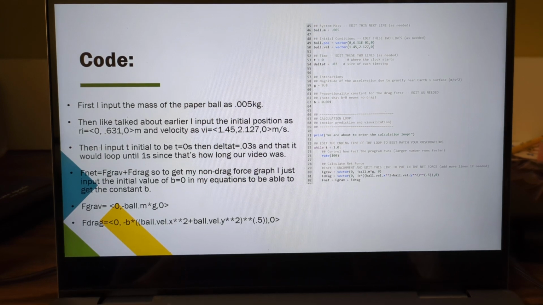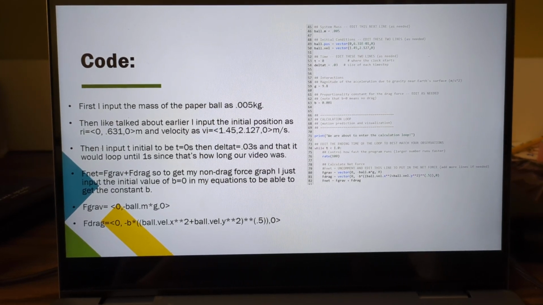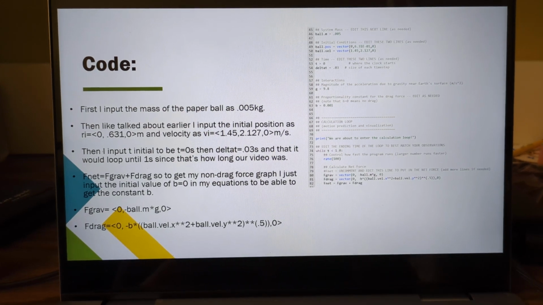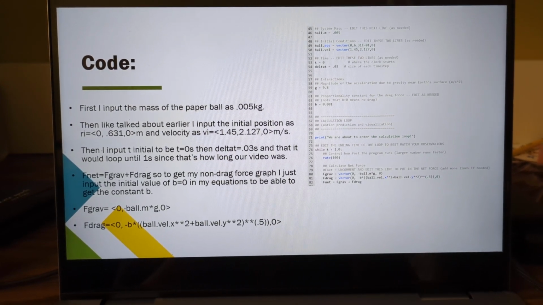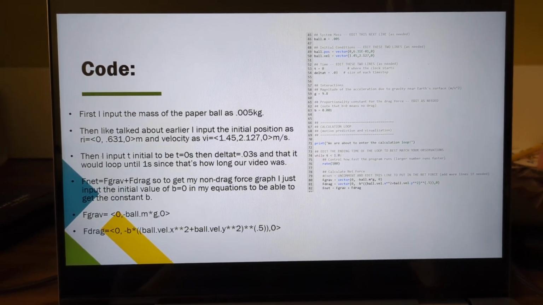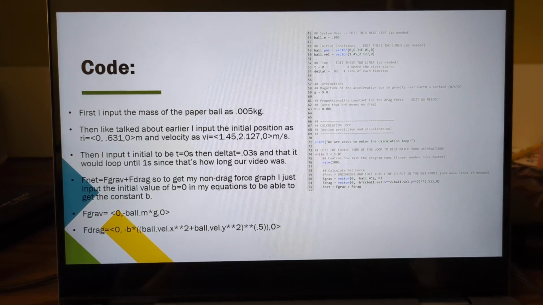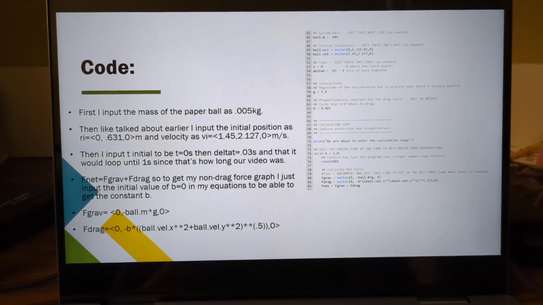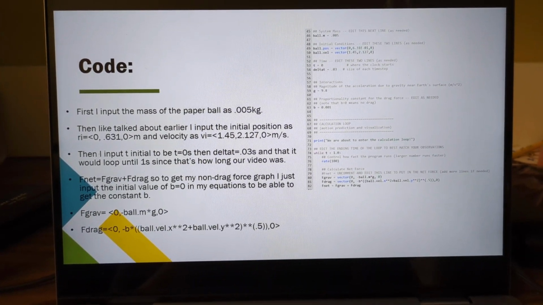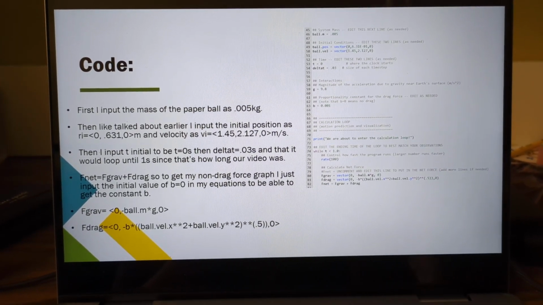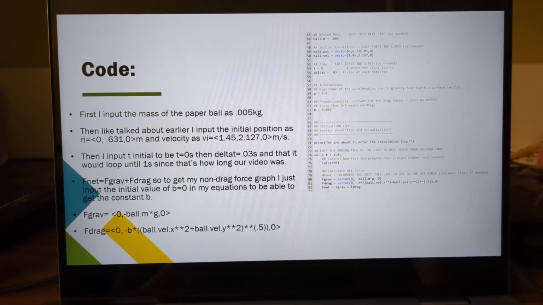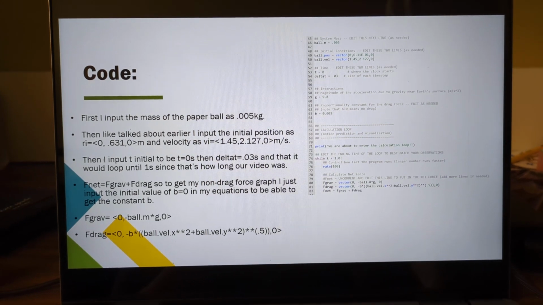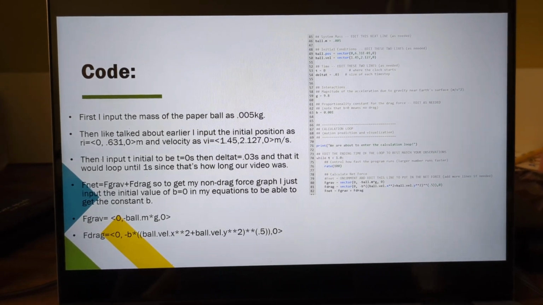F net equals F of gravity plus F of drag. So to get my non-drag force graph, I just input the initial value of b equals 0 in my equations to be able to get the constant b, which is the drag force constant. And the force of gravity is only in the y direction, which is negative mass times gravity. And then the drag force is negative b constant times the magnitude of the velocity.